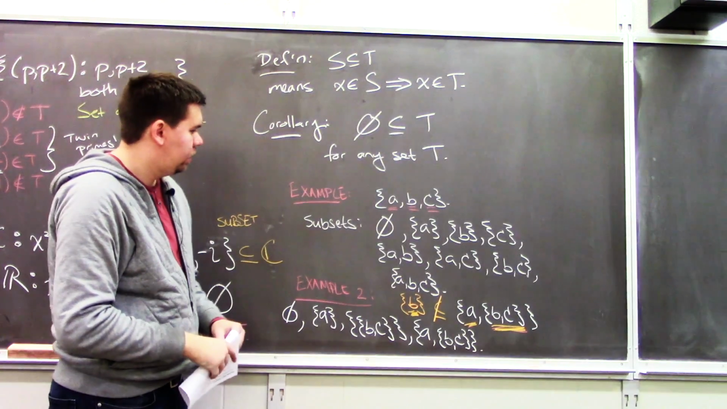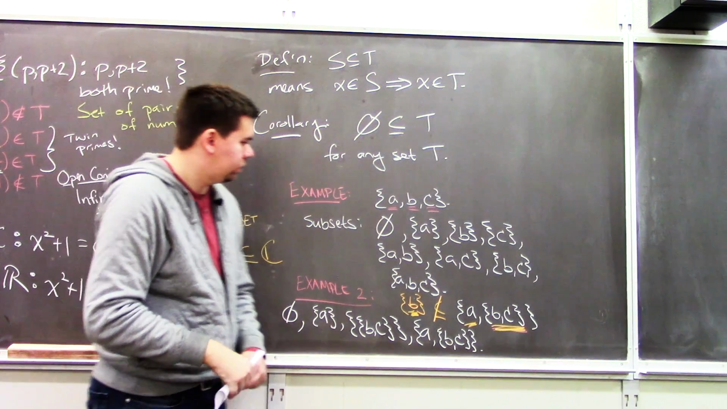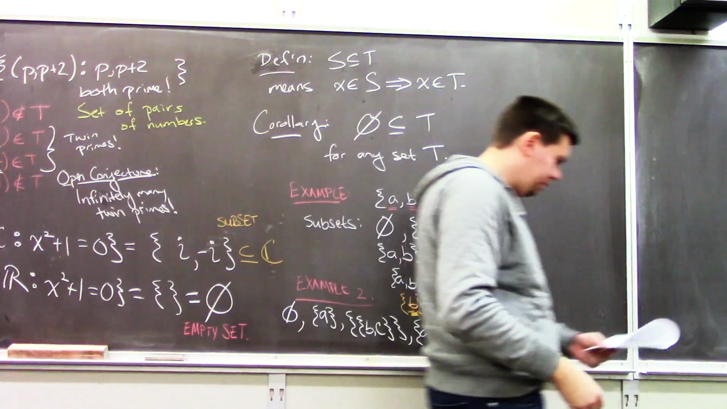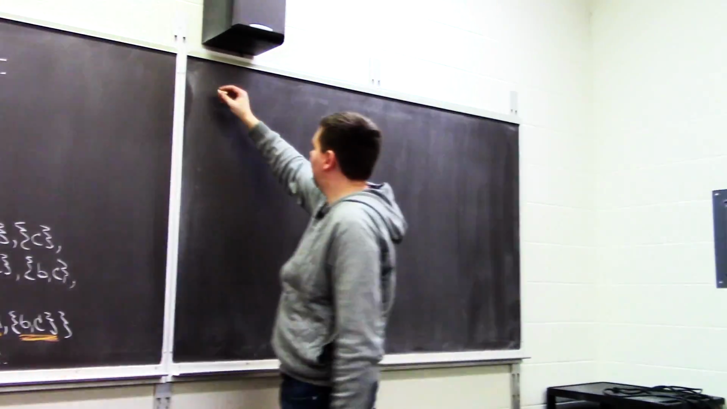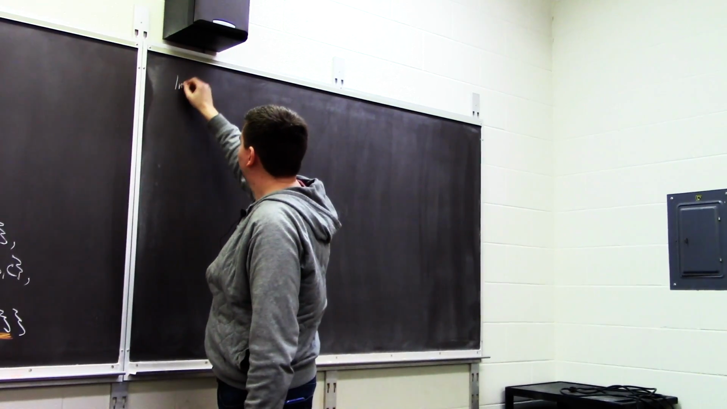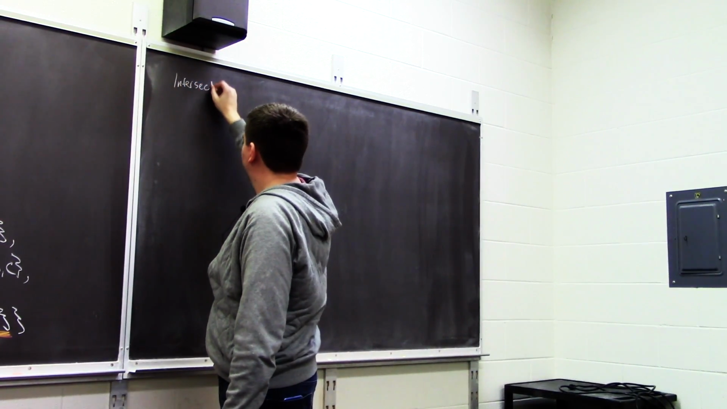Okay. Let's talk about some ways we can have sets interact with each other. So you've probably seen these things before, but let's just try and formalize them a little bit. The first one is intersection.